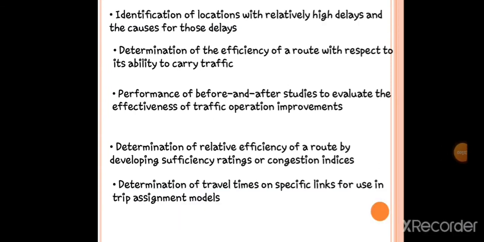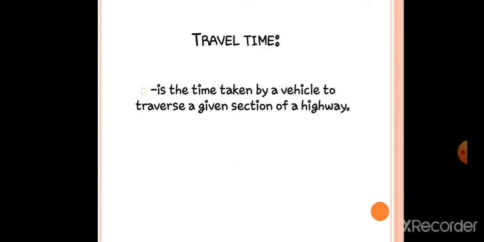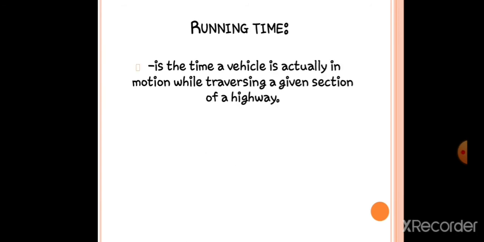So next is the definition of terms related to travel time and delay studies. First is travel time. So travel time is the time taken by a vehicle to traverse a given section of a highway. Next is running time. Running time is the time a vehicle is actually in motion while traversing a given section of a highway.